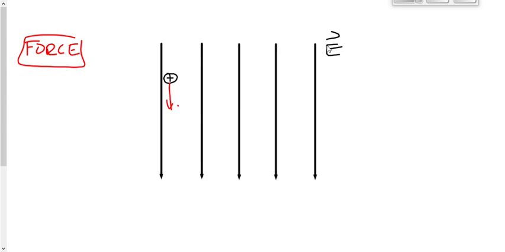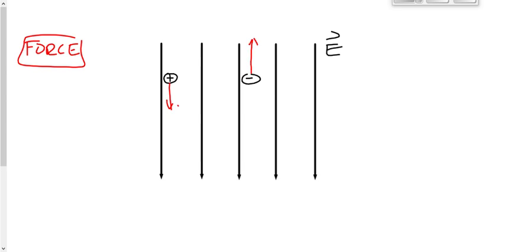Actually, let's have another particle in here first. Now we got a negative particle. This negative particle is also at rest, or at least initially at rest, in this electric field. Which way is the force going to point on this negative particle? Up. I'm positive the force is with the field. So if it's with the field for a positive, it's against the field for a negative.